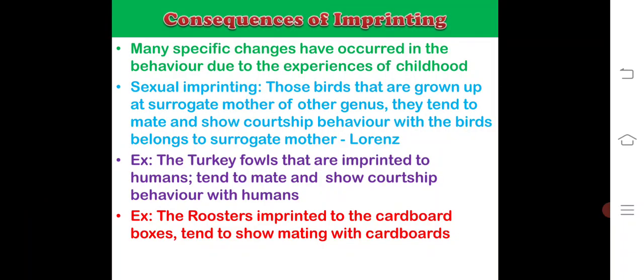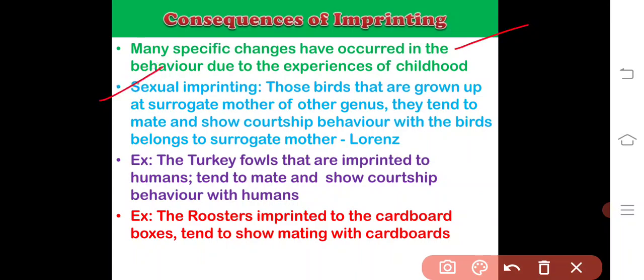And the third one is the consequences of imprinting. Many specific changes occur in behavior due to the experience of childhood, and there is a special case known as sexual imprinting. Those birds that are grown up with a surrogate mother of another genus tend to mate and show courtship behavior with birds belonging to the surrogate mother. This was proven by Konrad Lorenz.